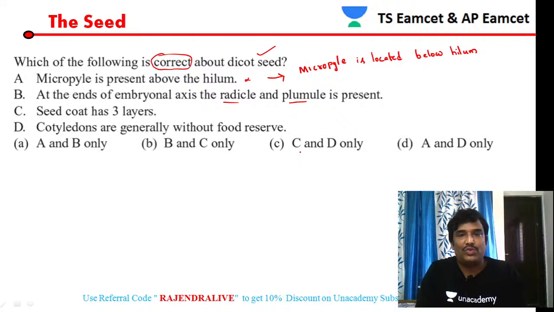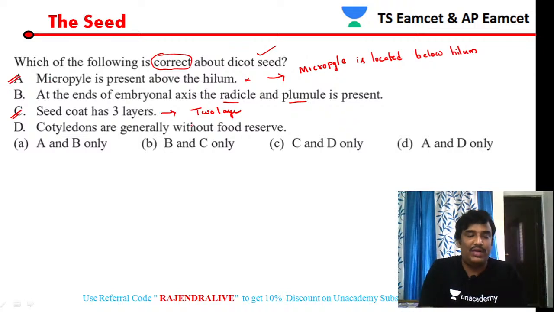Another option says that seed coat has three layers. No doubt, seed coat is having only two layers. So certainly C is a wrong statement. A is also a wrong statement. We'll get back to statement B once again. The question was also telling that cotyledons are generally without food reserve.